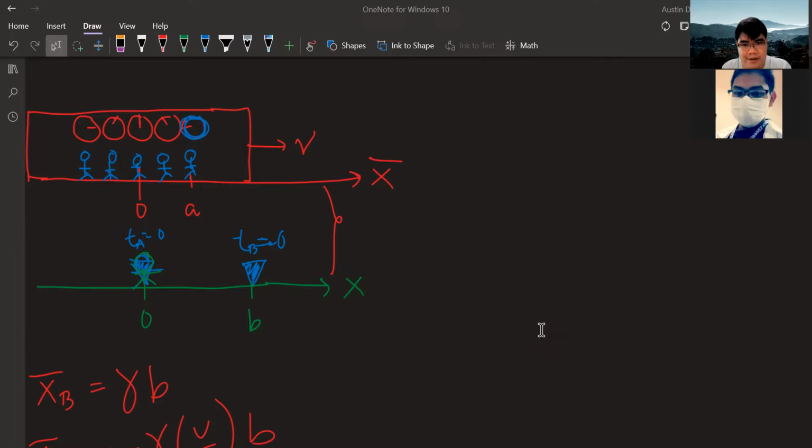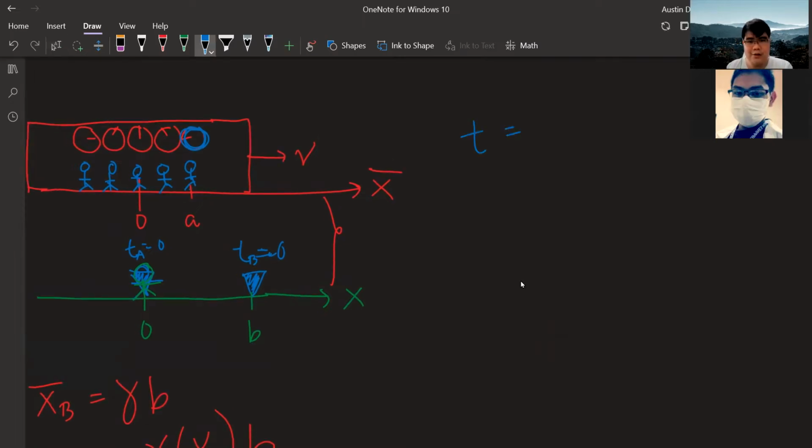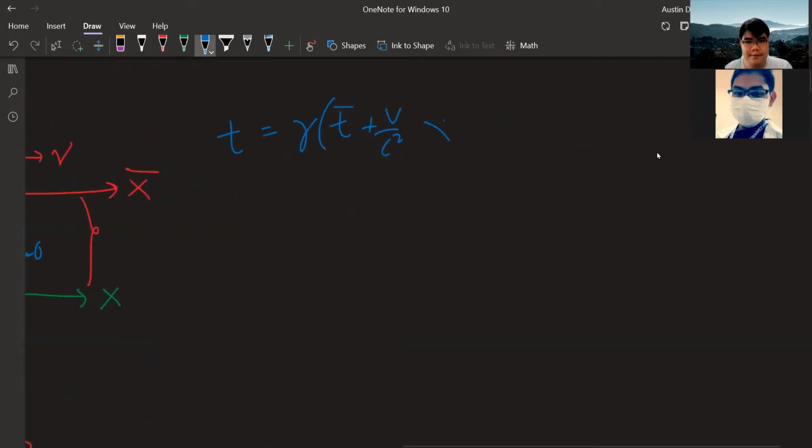Tingnan natin equations. Okay, so may equation tayong ganito. T is equal to gamma T bar, then plus V over C squared x bar. Okay?